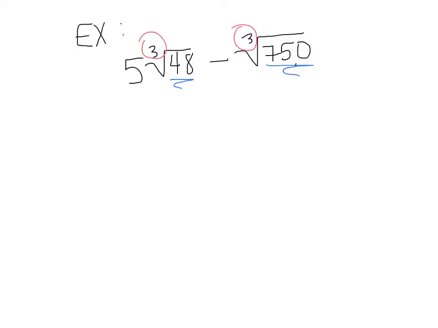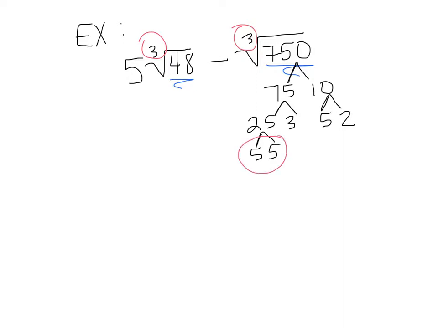I'll start over here with 750 because it's the bigger one. So I see 75 and 10, looking for 3 of things. In 10 I see 5 and 2. In 75 there's a 25 and a 3. And in 25 there's 2 5s. So right away I see what I can pull out. There's this group of 3 5s. My index is 3, so I'm looking for 3 of things. So I can pull that 5 out and set it out in front as a single 5. And I cannot get out the 3 and the 2, so those get multiplied back together and put underneath the radical.